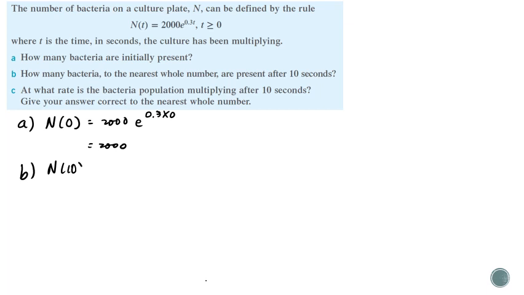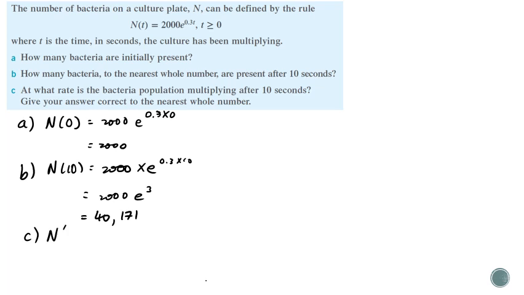How many bacteria to the nearest whole number are present after 10 seconds? That gives us 2000 times e to the power 0.3 times 10, which then gives us 2000 times e to the power 3. That then gives us 40,171.